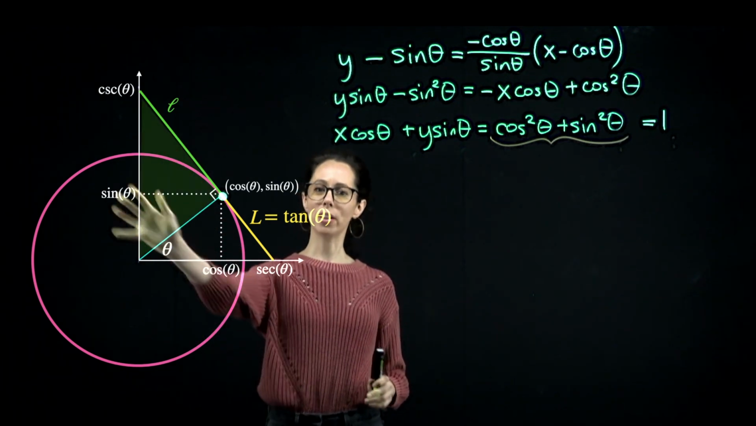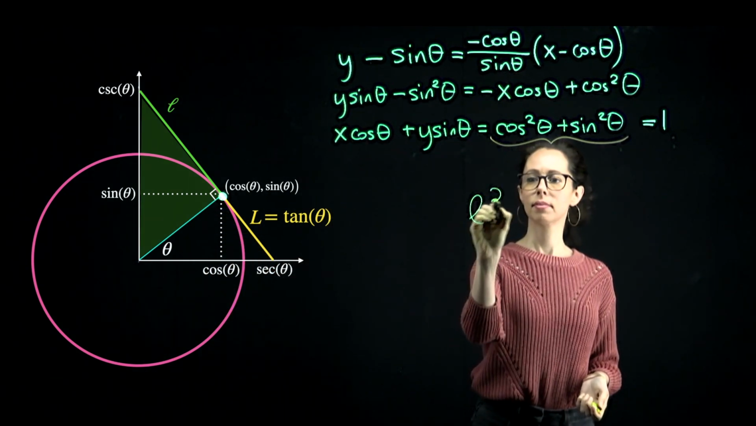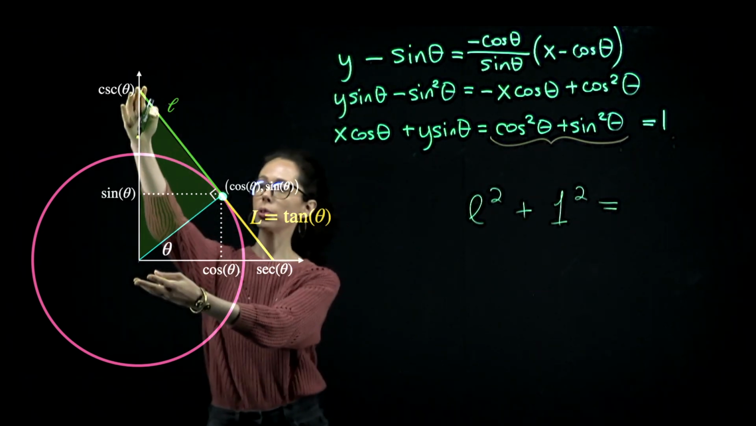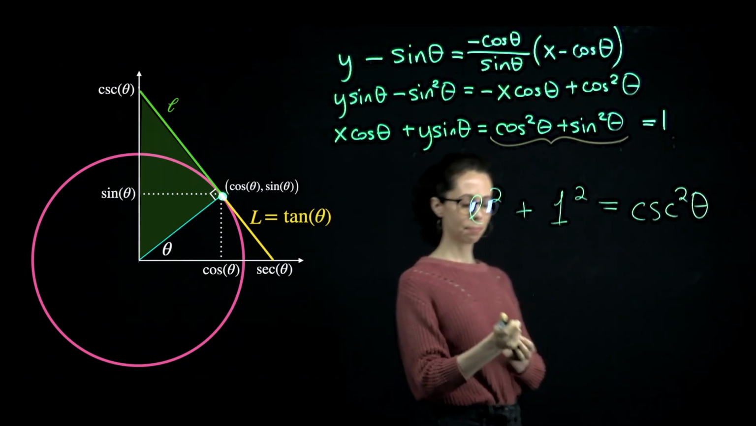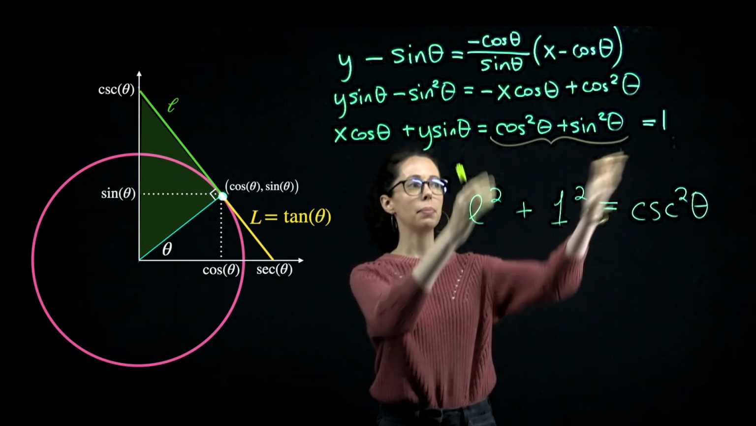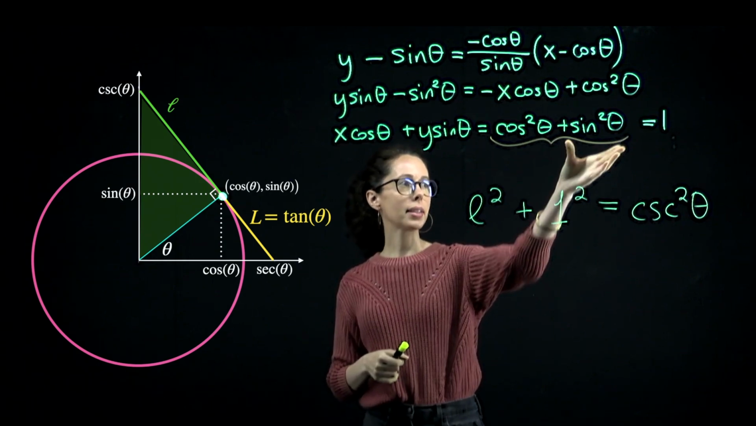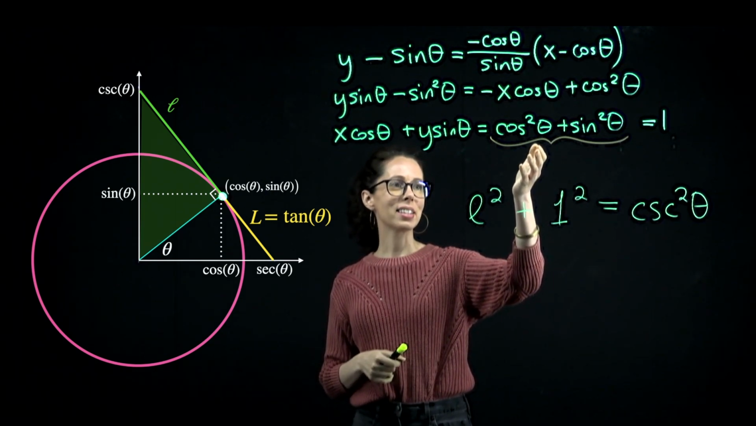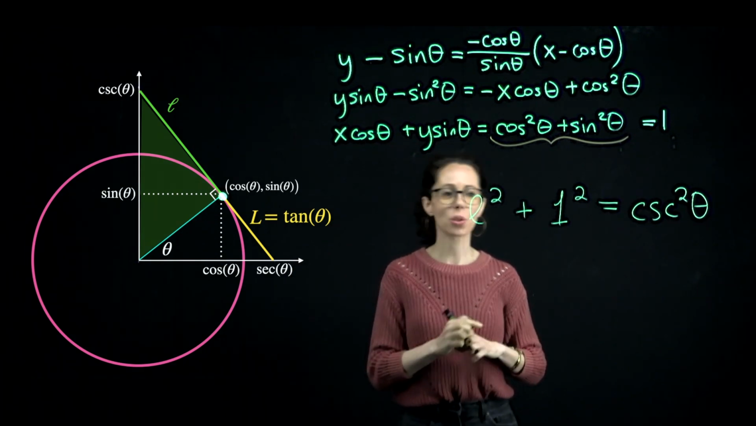Once again, we have a right triangle here, so we can use the Pythagorean theorem. I will say that little l squared plus 1 squared equals the hypotenuse squared, which is cosecant squared. Just like a minute ago, we have an identity that we derive from the main Pythagorean identity, this time by dividing each term by sine squared. So sine squared divided by sine squared is 1 squared. 1 divided by sine squared is cosecant squared. That means that this l squared term should correspond to cosine squared divided by sine squared. That's going to be cotangent squared.